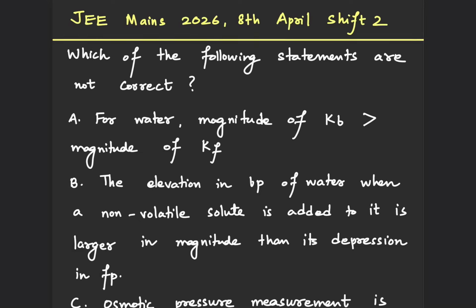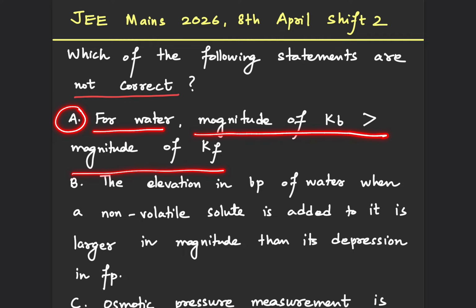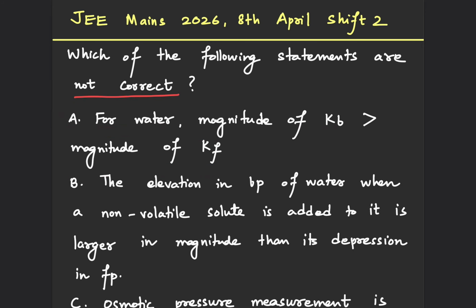Hello everyone. So this is a question from JEE Mains 2026, 8th April Shift 2. Which of the following statements are not correct? Okay, so I will underline this, not correct. Statement A: for water, magnitude of Kb is greater than magnitude of Kf. So we are talking about water here and Kb and Kf. Let us look into statements one by one.